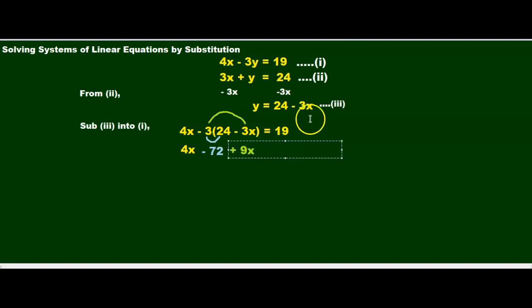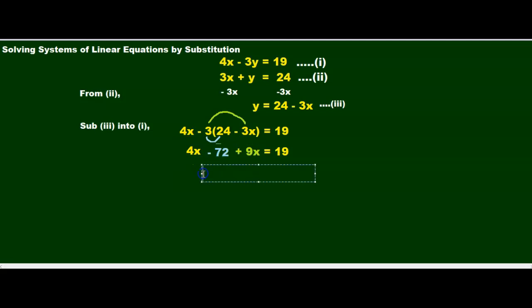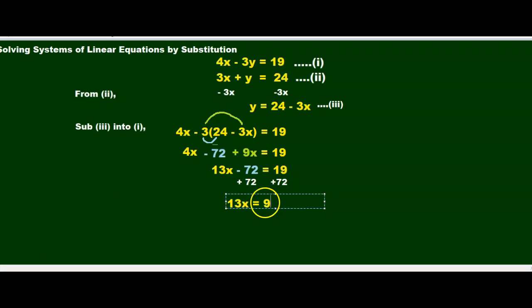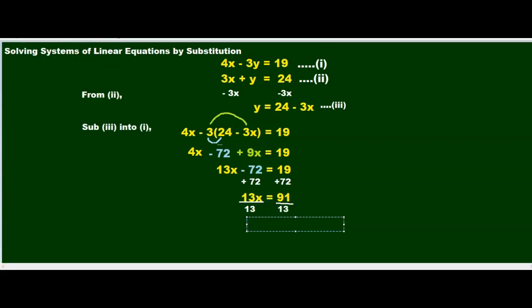If you need a refresher, I have a quick review of negative numbers in another video. And that equals 19. Next, I'm going to collect my like terms. So 4x plus 9x gives me 13x minus 72 equals 19. I'm going to plus 72 on both sides of our equation. It's always on each side of an equal sign, so we keep the equation balanced. And we're left with 13x equals 91. I'm going to divide both sides by 13, which gives us x equals 7.